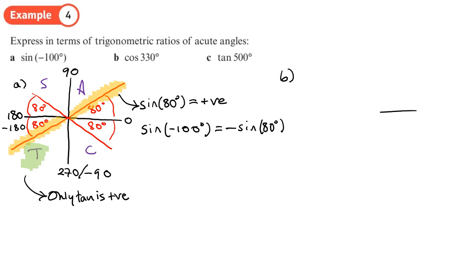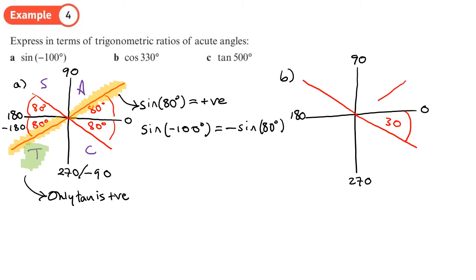Right, part B. So 0, 90, 180, 270. So this time it's cos. Now cos 330, we go all the way around 330 degrees. This angle here would be 30 degrees. That's the one we're interested in. Now we extend these lines, draw a cross. These are all going to be 30. These are all the angles that have the same value of cos 30, but some will be positive, some will be negative. That's what we're going to work out.